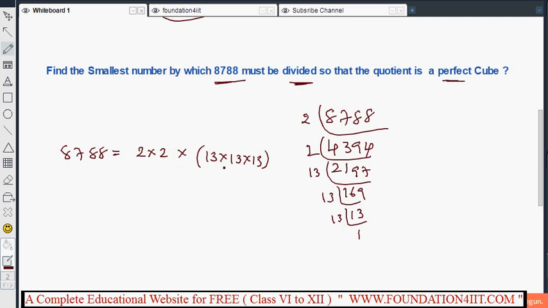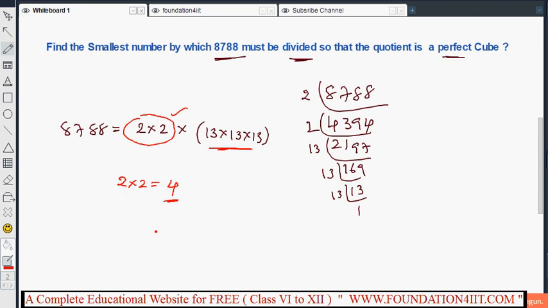So 13 into 13 into 13 is already one set. Now this is extra, which is extra, that if we divide, then it must become a perfect cube. So clearly, to make it a perfect cube, it must be divided by 2 into 2, that is equal to 4. If you divide with this 4, then the remaining quotient is nothing but 13 into 13 into 13, that is obviously 2197. Fine. So this is the way we can find out what number should be multiplied or divided. Next we will see how to find the cube root of fractions and decimal numbers also.